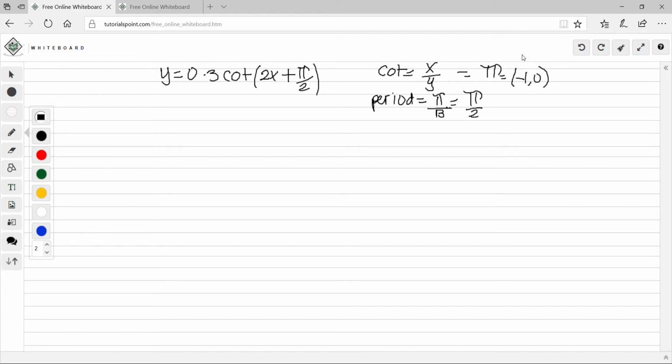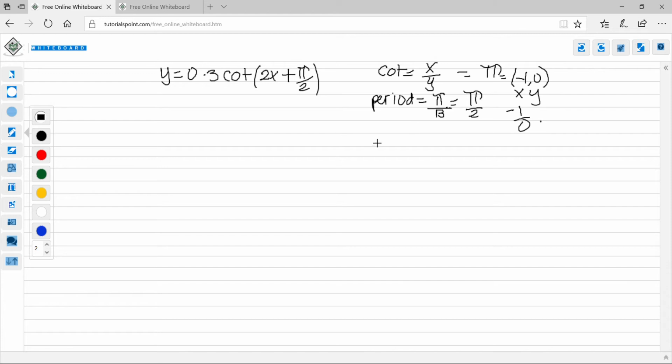So that's our x, this is our x, this is our y. Cotangent is -1 over 0. So that's why we want to get pi, because that will make it undefined.